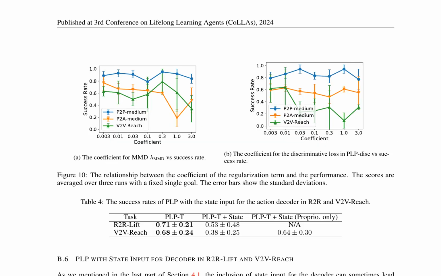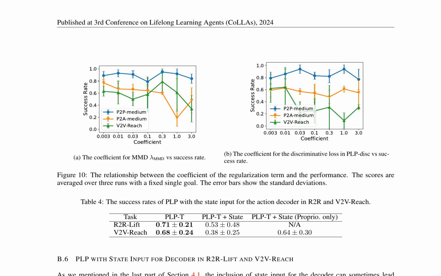In this section, the authors investigate the relationship between the coefficient of the regularization term and the performance of the model. They present a comprehensive comparison between two variants of their proposed model, PLP, and a baseline model, gamma, in various tasks such as P2 P2 medium, R2R lift, and V2V reach. The authors first explore the impact of the coefficient for MMD lambda MMD on the success rate in PLP, as depicted in Figure 10a. The results indicate that a higher coefficient leads to a better performance in terms of success rate. This suggests that the MMD regularization term plays a crucial role in enhancing the model's ability to transfer knowledge across domains.